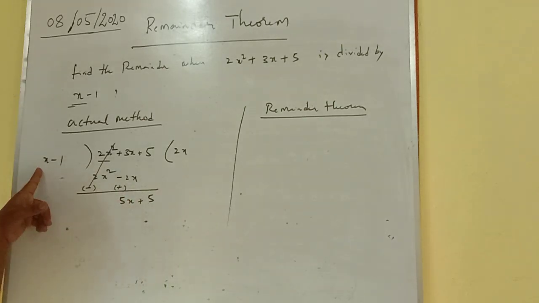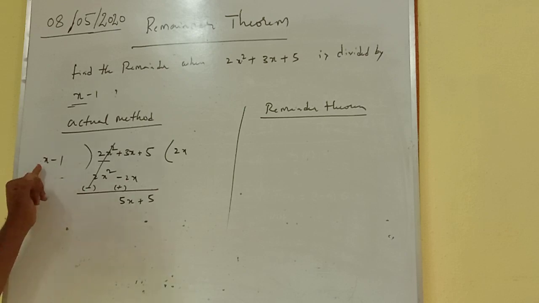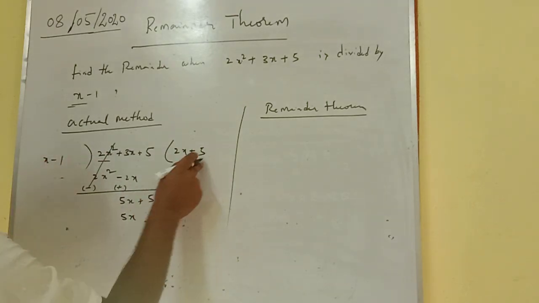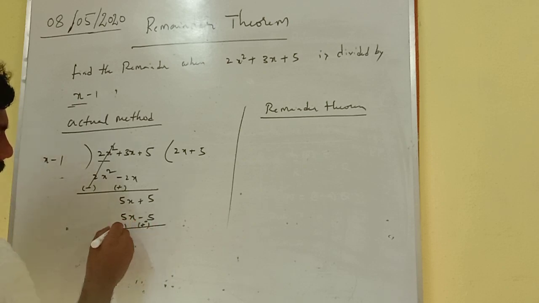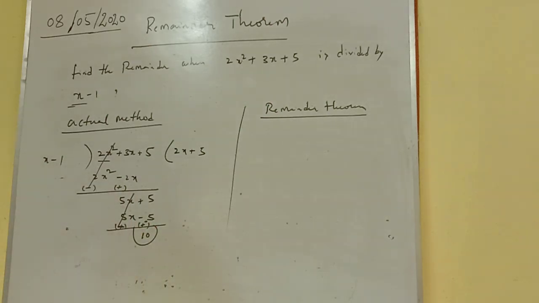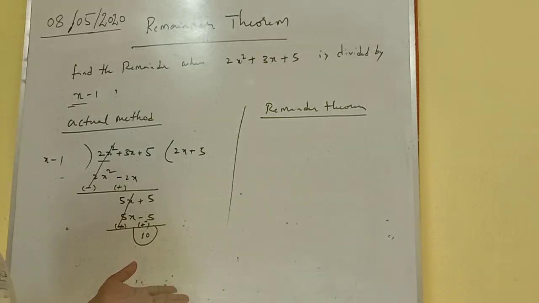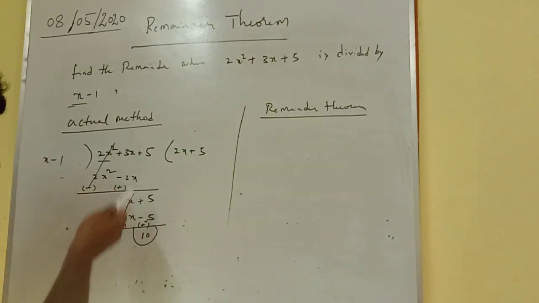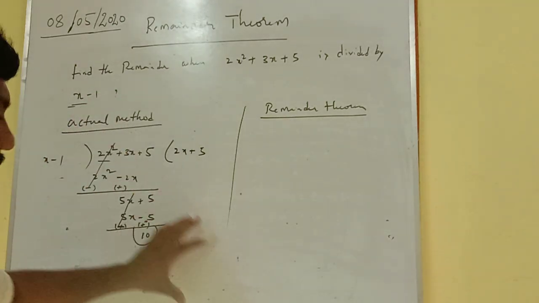But here we have only x, and we need 5x. So to get 5x, we multiply this x by plus 5. Plus 5 into x is 5x, plus 5 into minus 1 is minus 5. Changing the signs, the symbols get cancelled. The remainder is 10. Because the divisor is a linear polynomial and this is a degree 0 polynomial, a constant polynomial whose degree is less than the divisor's degree, that's why we stop at this one. This is called the remainder. So this is the actual process to find the remainder.